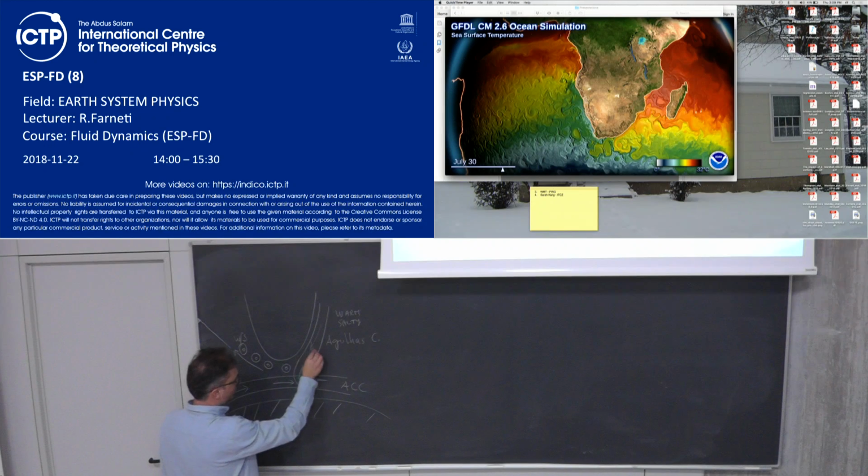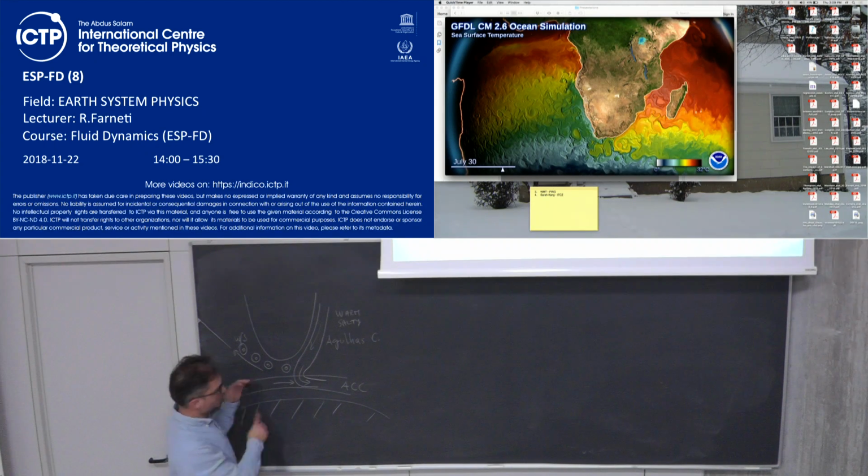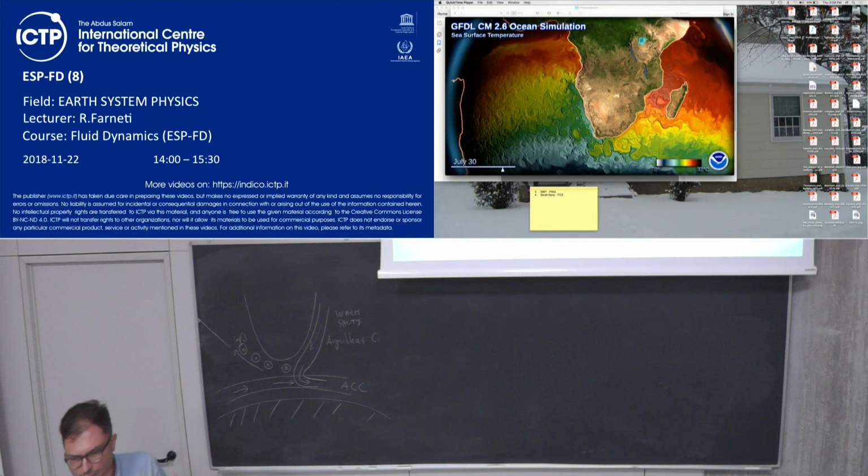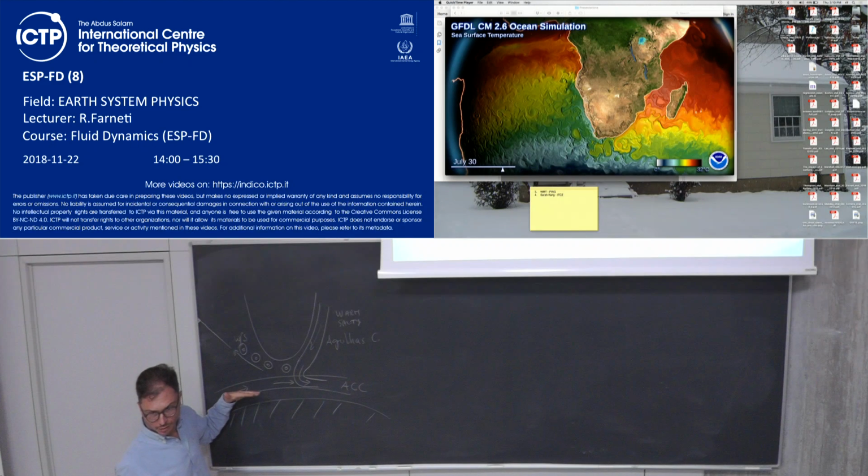So this is a relatively small current, and this is a huge current. This goes around Antarctica. It's one of the fastest and strongest currents. It carries a lot of water. And actually, this ACC that goes around Antarctica acts like a barrier between the subtropical oceans and Antarctica.